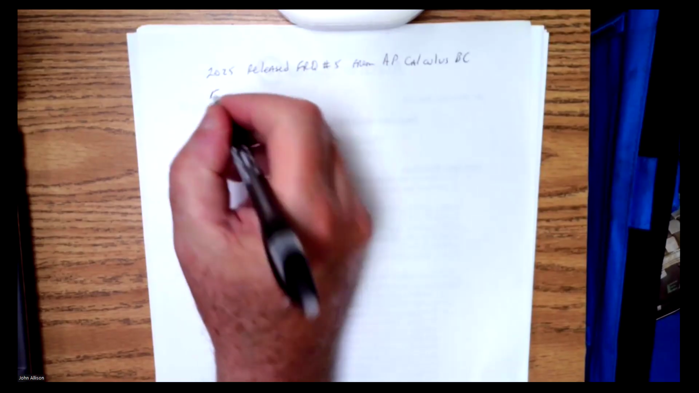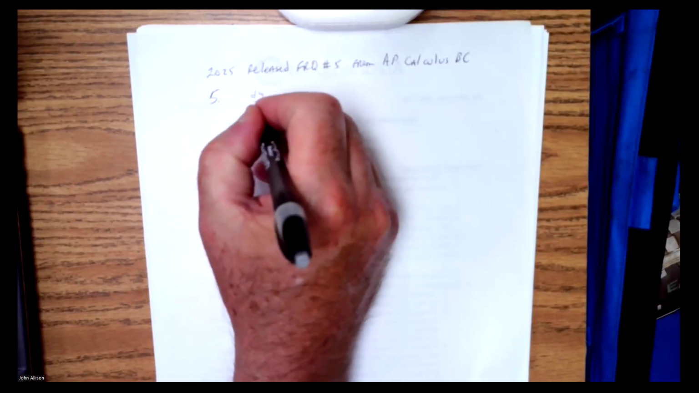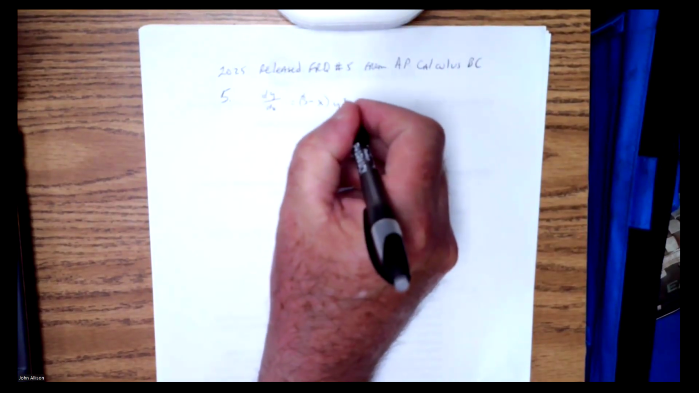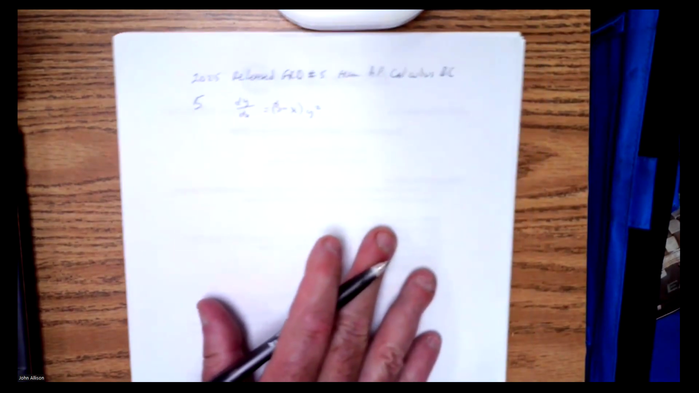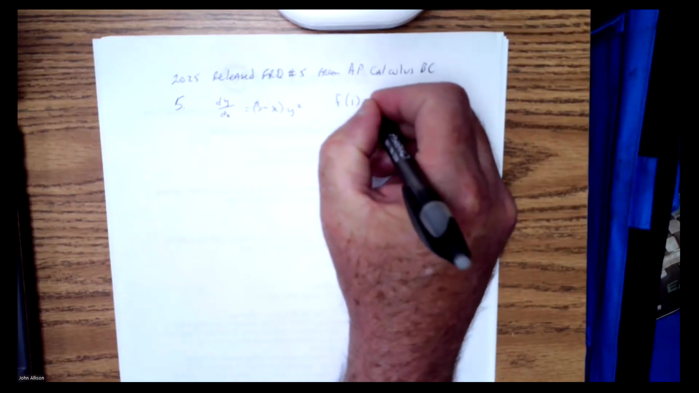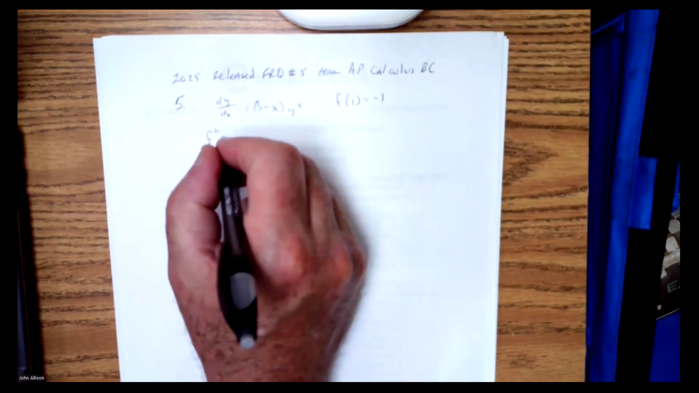We have number 5. Let f of x be the particular solution to the differential equation dy/dx equals (3 minus x) times y squared, and has initial condition f of 1 equals -1. We're asked to find f double prime of 1.